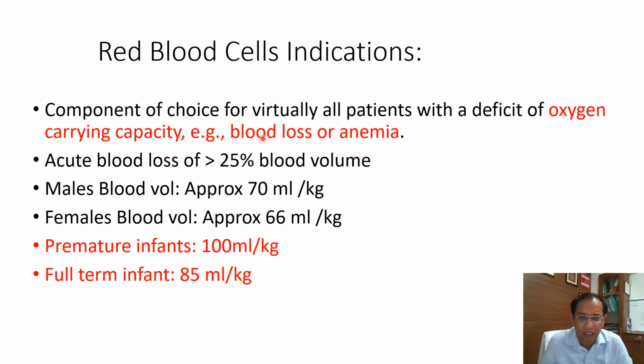Coming to the indications, the component of choice for virtually all patients with a deficit of oxygen carrying capacity, for example blood loss or anemia. So whenever there is acute blood loss of greater than 25% blood volume, obviously red cells are indicated.